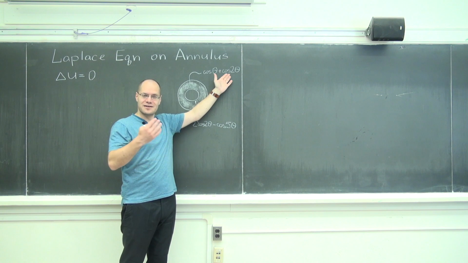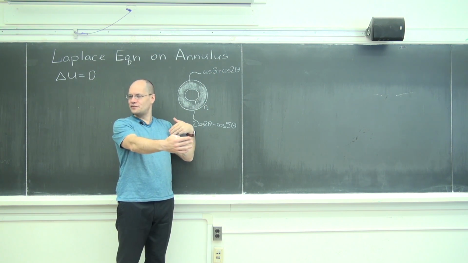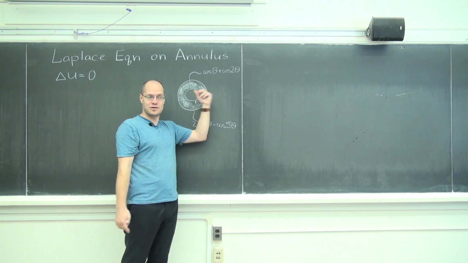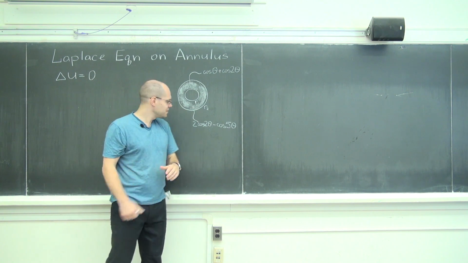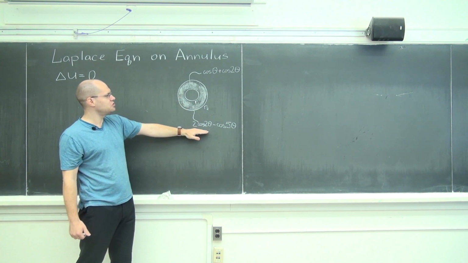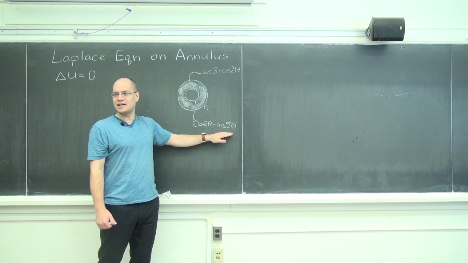It is a Fourier approach. I just don't want to do an infinite Fourier series. So that's why I'm only throwing in a couple of Fourier terms. And on the outer boundary, it's 2 cosine 2 theta minus cosine of 5 theta.